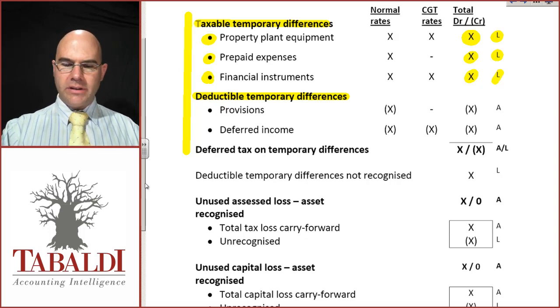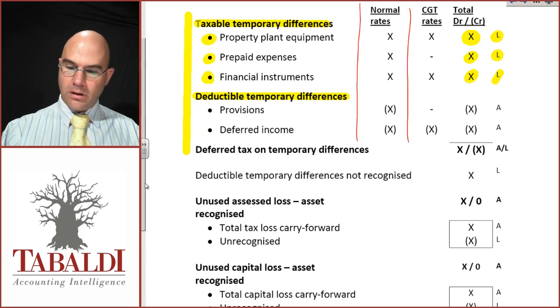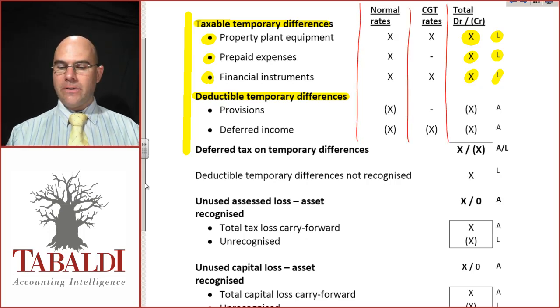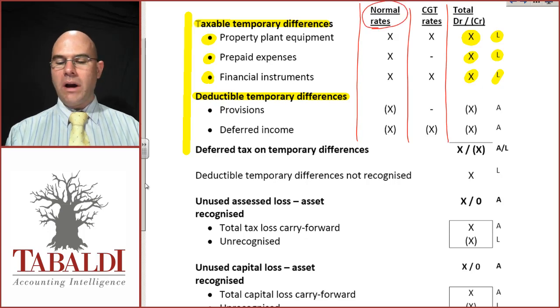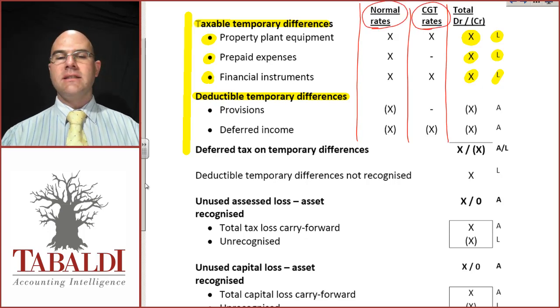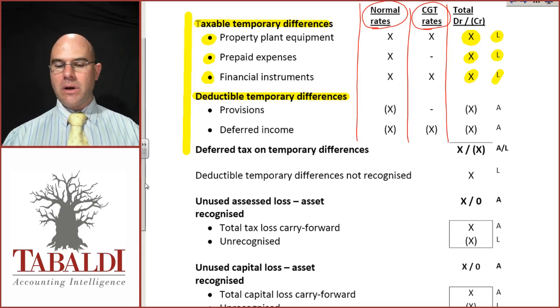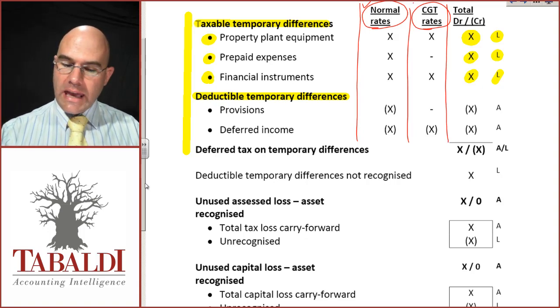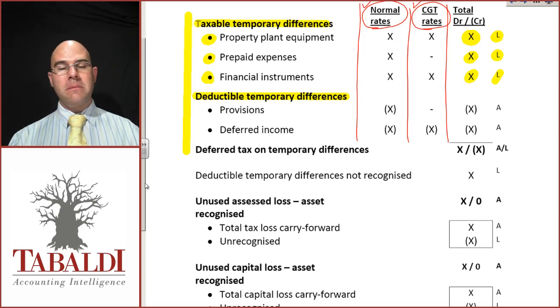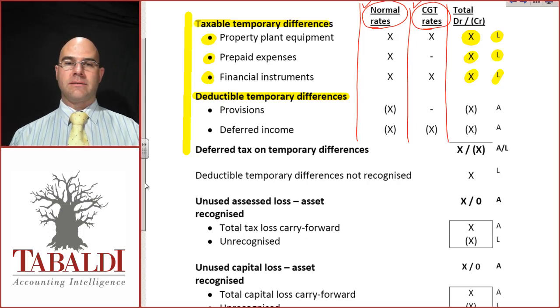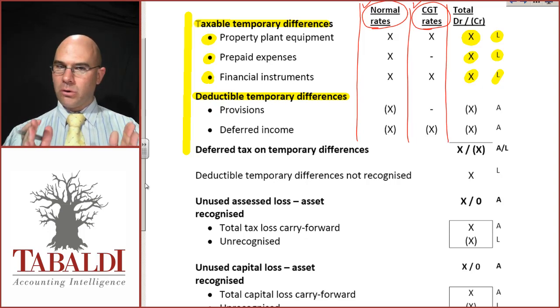What I'm going to ask you to do is to have another column, splitting out deferred tax that is calculated at normal rates versus deferred tax calculated at CGT rates. So PPE, if it's on the cost model and depreciation is different to wear and tear, that will only give rise to deferred tax at normal rates. But if there's a fair value adjustment above cost and the asset is going to be held for sale, then there may be capital gains tax rates. Again, we'll come to that later on. Just understand I want those two columns for good reason.